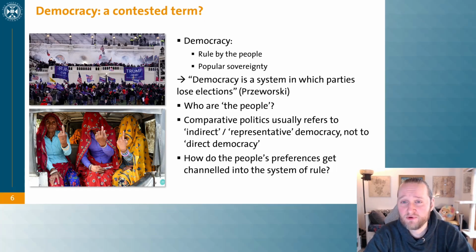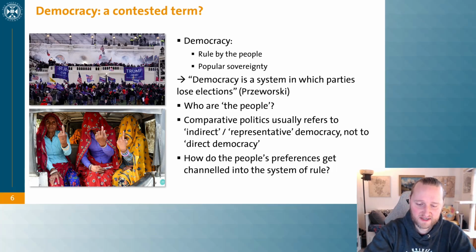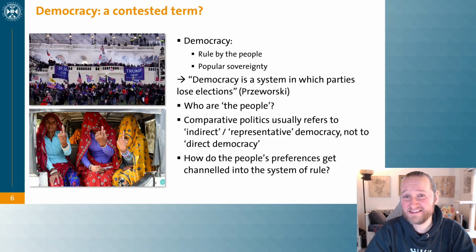Who should be the people that rule here? Who should be the people that are involved in electing representatives or making the rules? Now, this doesn't just relate to, way back, for example, when women weren't allowed to vote, or in the US, when the black population wasn't allowed to vote in the same way as the white population. This, in a sense, still continues today.